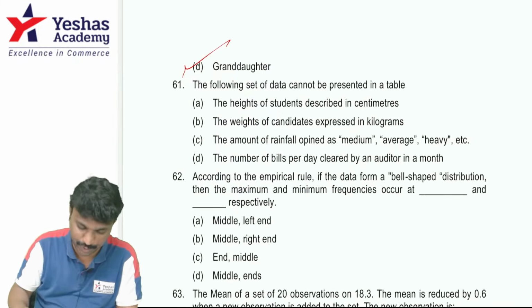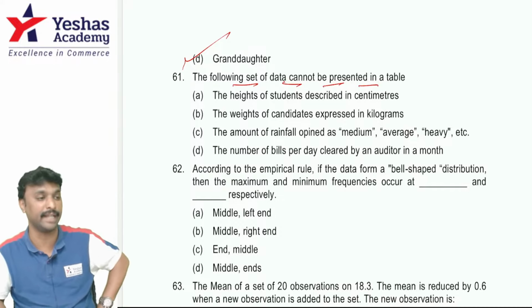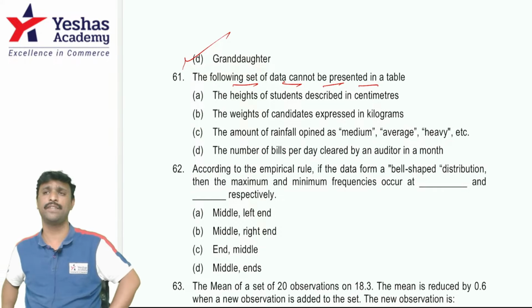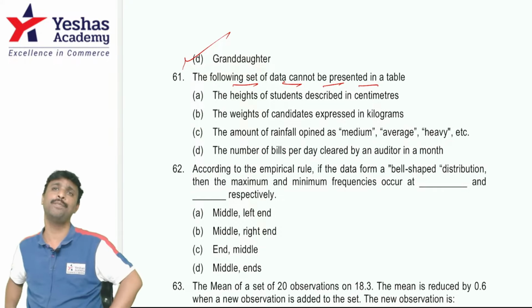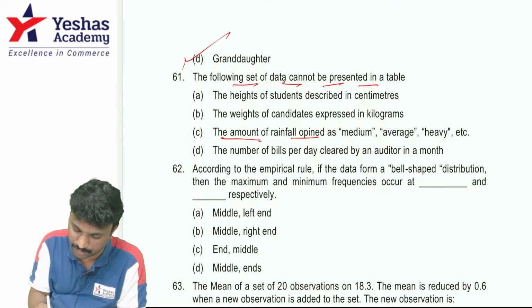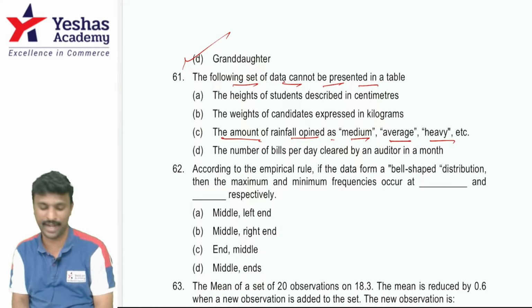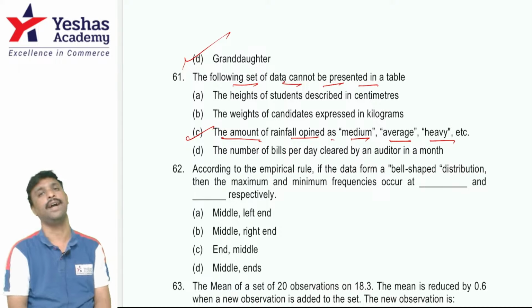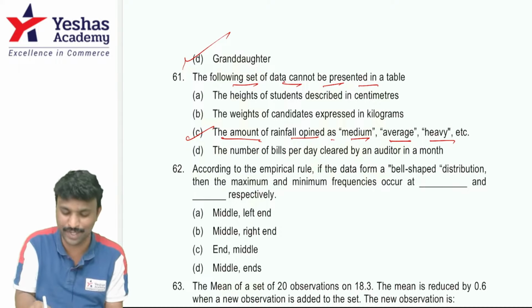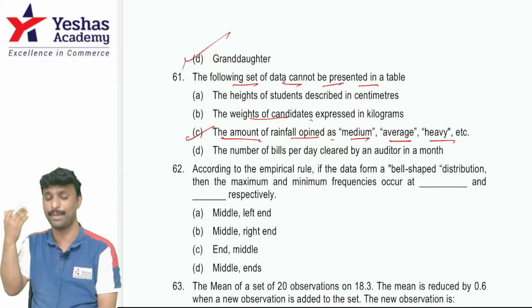Guys, moving on to the next question, 61. The following set of data cannot be presented in the table. Which following data? See guys, if you want to put the data in the table, the data should be numerical data. Yes or no? So if you look at the amount of rainfall as medium, average and heavy, these are all qualitative things, right? So this cannot be put in the table. All the others, the heights of students described in centimeters, they are numbers. Weights of candidates expressed in kilograms, they are numbers.